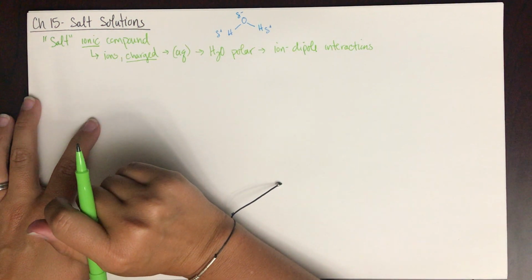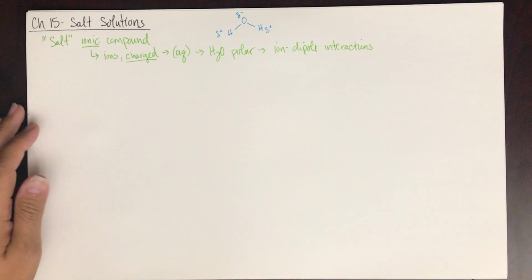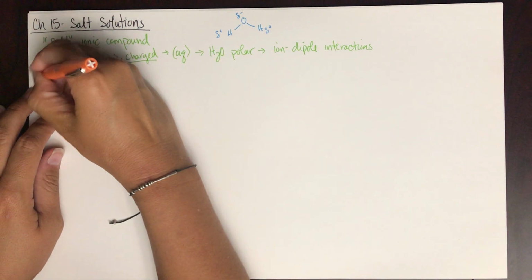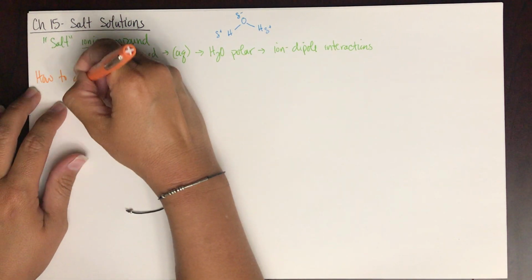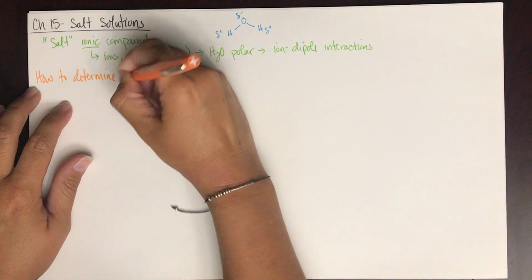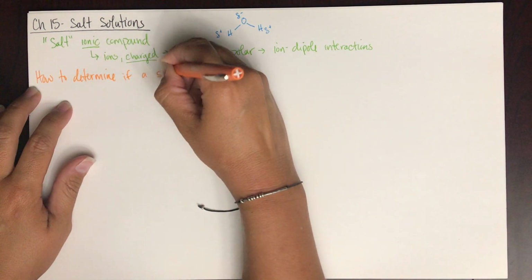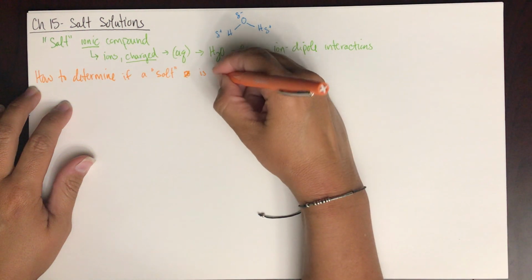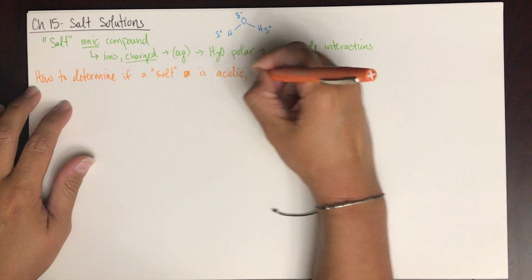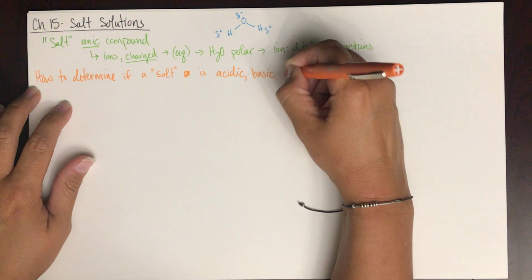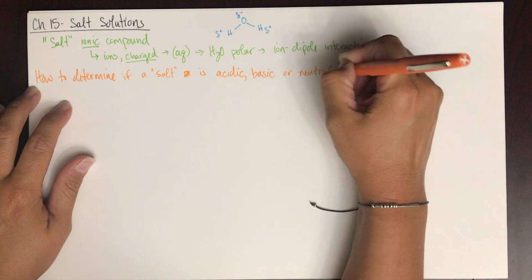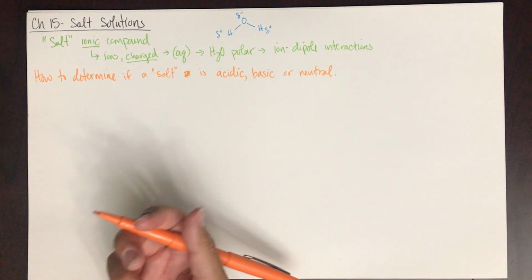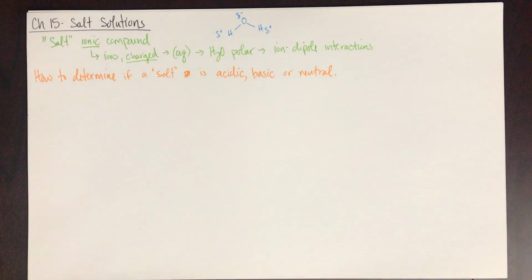So, we are going to be determining if a salt is acidic or basic. So, how to determine if a salt is, let's say, acidic, basic, or neutral. How to determine if a salt is acidic, basic, or neutral.